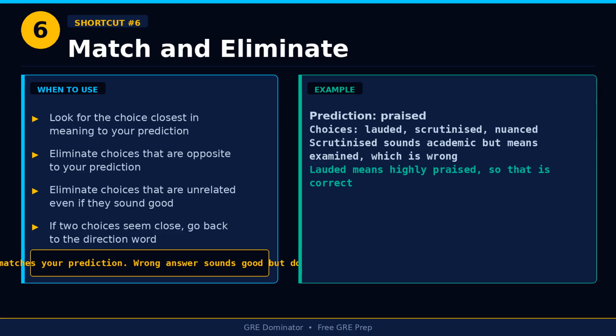Step 3. Match and eliminate. Now look at the choices. Find the one closest in meaning to your prediction. That is the entire method. In the example, your prediction was praised, and the choices include lauded, scrutinized, and nuanced. Scrutinized sounds intelligent. It is absolutely wrong. It means examined closely, which is the opposite of praised. Lauded means highly praised. That matches. Pick it and move on.